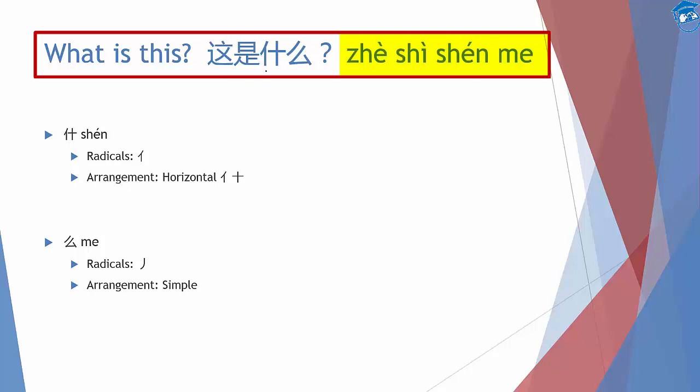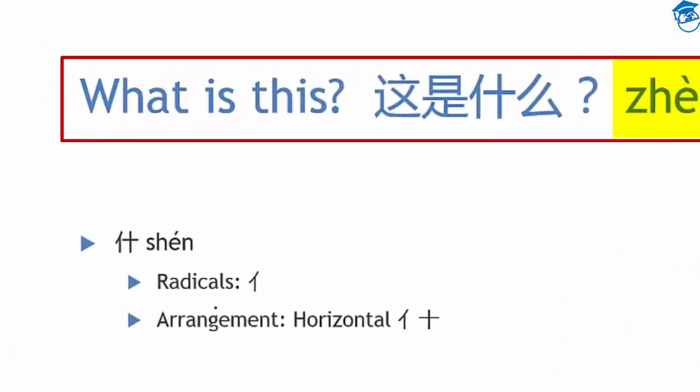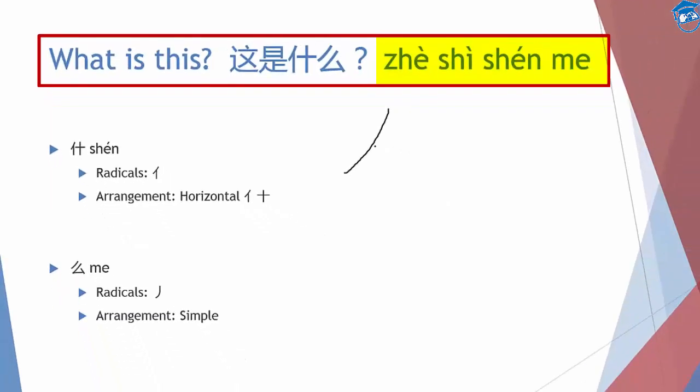One is this one, 神. Okay, 神. It doesn't really have its own meaning. Only when it's combined with the next word does it have the meaning of what. So the radical is this one, the one you have seen before. And the arrangement is horizontal, with left and right components. So now I'll show you how I write 神. 1, 2, 3, 4. 神.